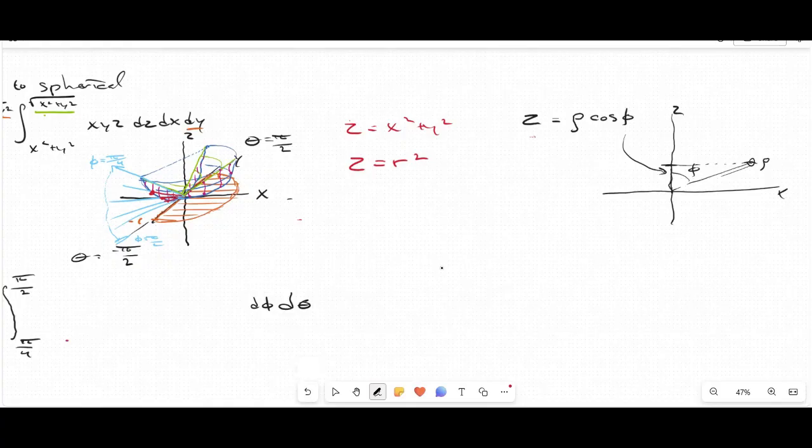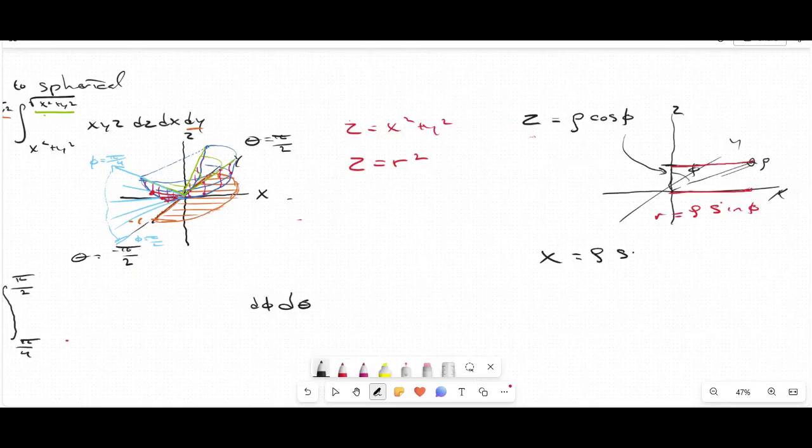The radius in the xy plane is this other length right here. That's rho sine phi, and that's equal to r. And if you know r, well, x is r cosine theta, so rho sine phi cosine theta. And then y is r sine theta, so rho sine phi sine theta. So with these equations, let's see what we can do.